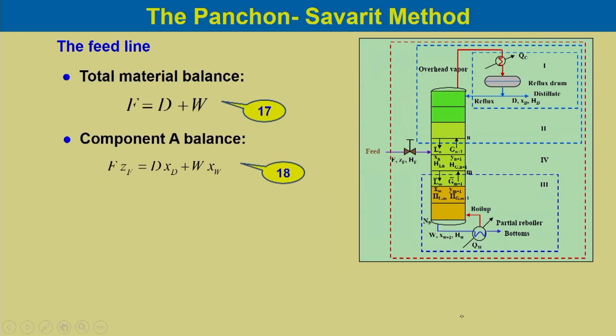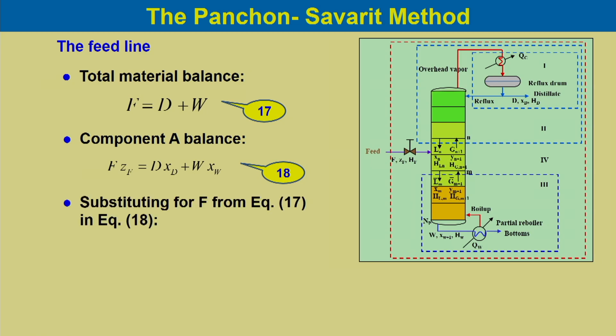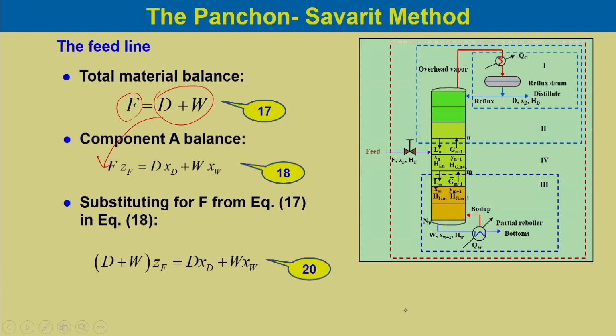So, in the total material balance and component balance we can substitute for F from equation 17 in equation 18. If we substitute this F, that is D plus W over here, you will obtain (D plus W) ZF would be equal to D XD plus W XW.